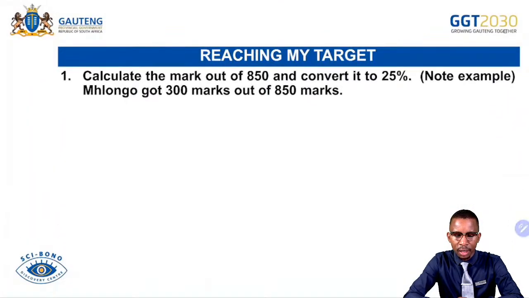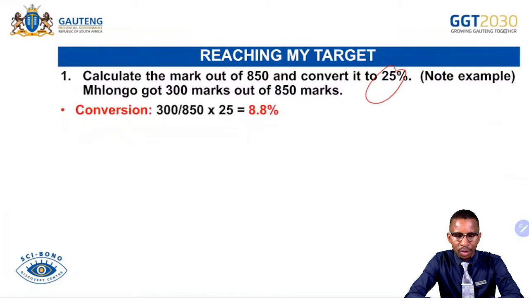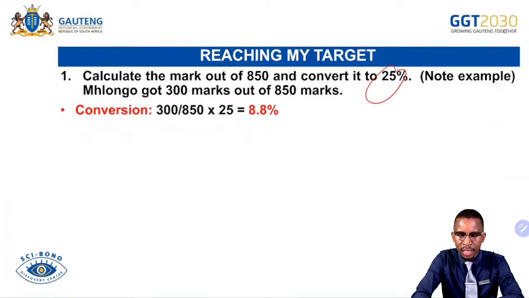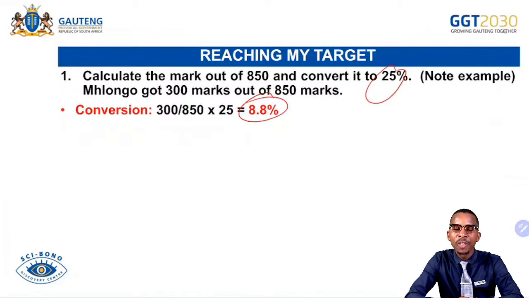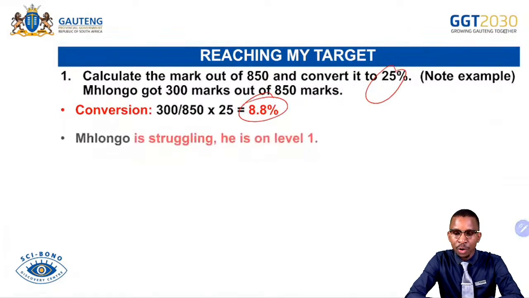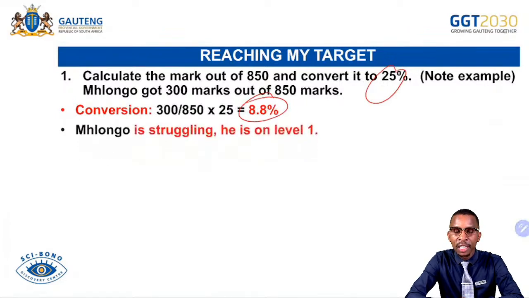And then you calculate your mark out of 850 and convert the mark to 25%. Note the example: Mhlomo got 300 marks out of 850. So let's see what Mhlomo did in the conversion. We have 300 over 850 times 25. Then you get 8.8%. So out of 25%, you only have 8.8. That means you have to work hard to achieve at least level 2 in your examination. Mhlomo is struggling. He is in level 1.